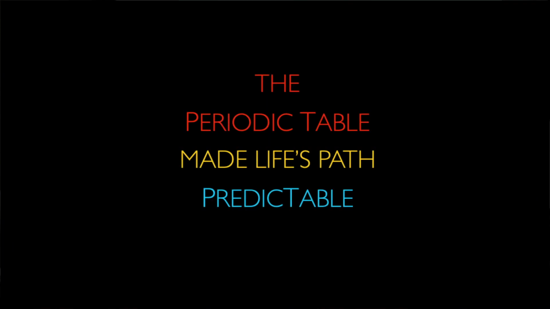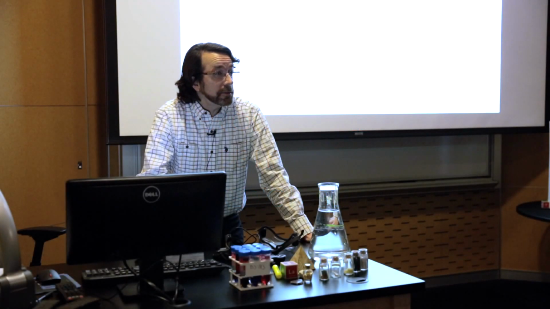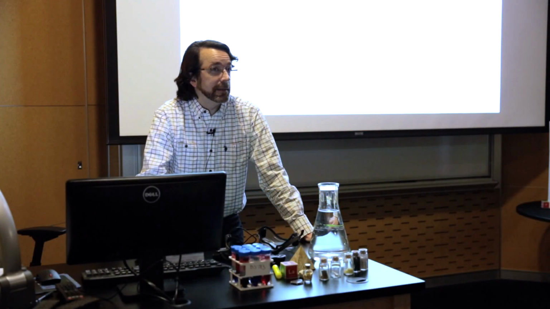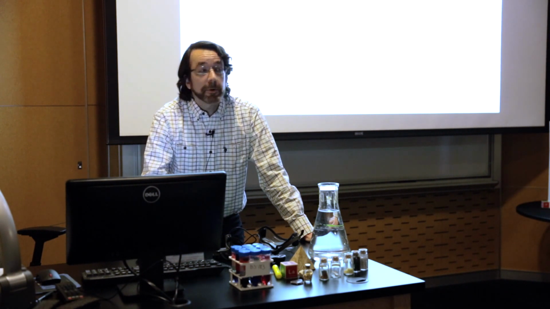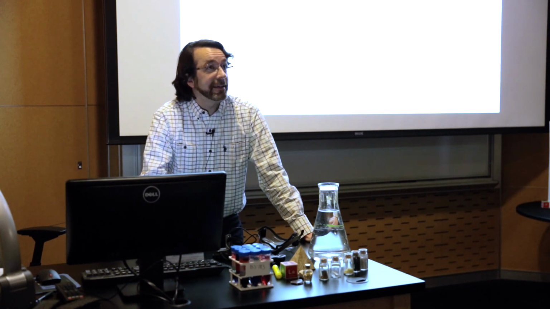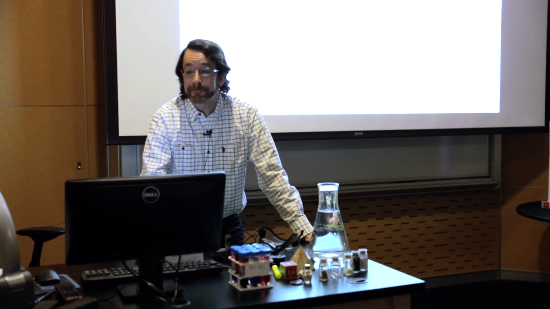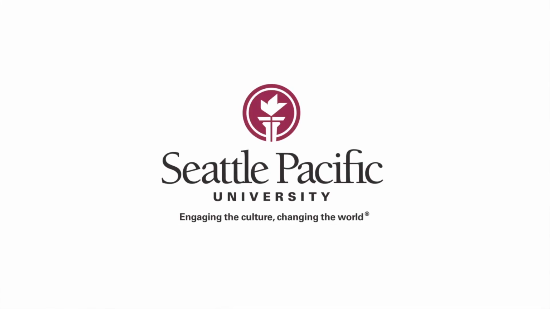So if I had to summarize this book in 7 words, I would say this: the periodic table made life's path predictable. This is actually somewhat of a contested statement. How predictable is life? And so we're going to go through and talk about how we can say this about the periodic table and about life. That brings us to rule 1.